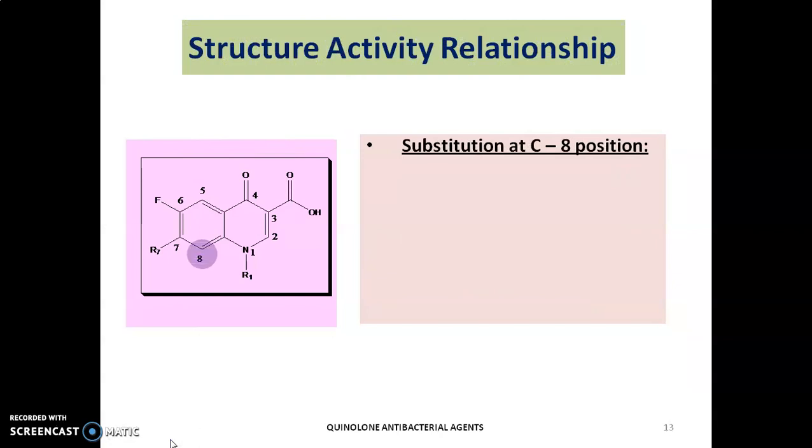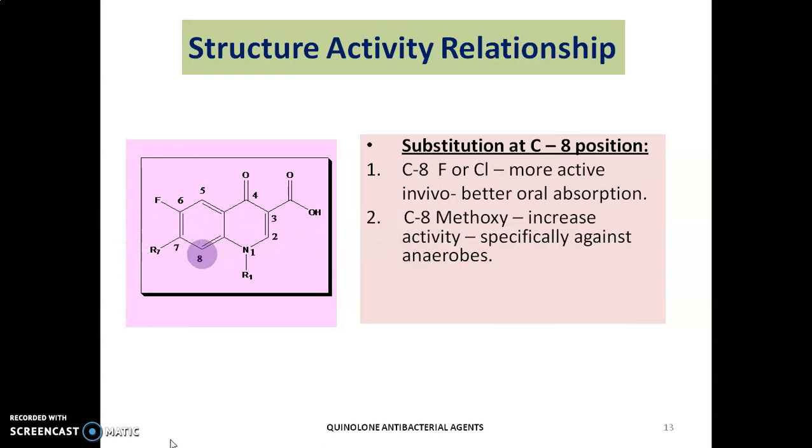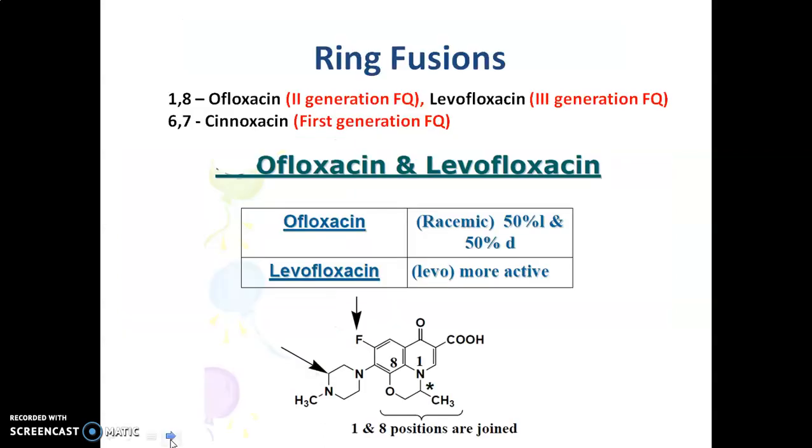Substitution at C8 position. C8 contains either fluorine or chlorine, and it is found to be more active in vivo and has better oral absorption. At 8th position, methoxy group increases the activity, specifically against anaerobes. Fluorine at 8th position is responsible for producing phototoxicity. Example is sparfloxacin. We can also have ring fusions at 1 and 8 position.